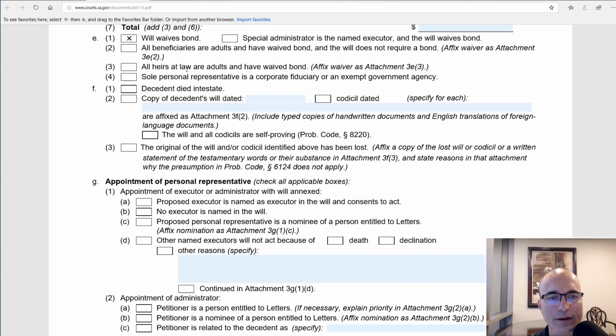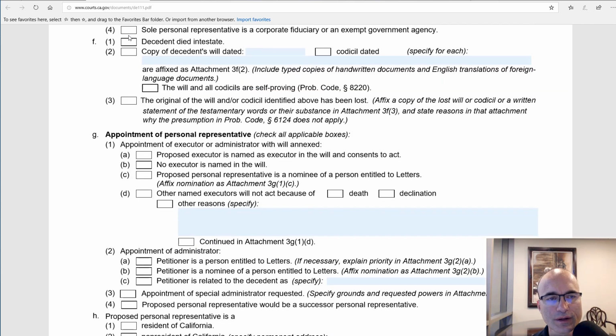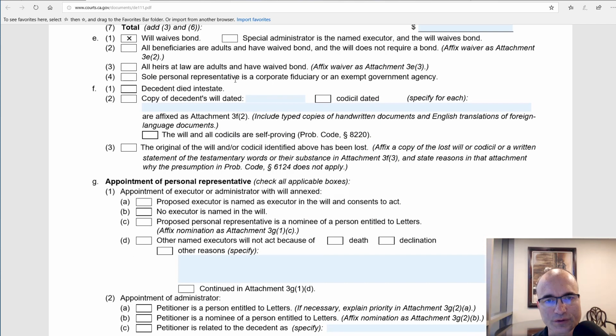Or all heirs at law are adults and have waived bond. It's the same thing. It's just that heirs are people who are receiving without a will. It's the same as two, except in cases where there's no will. And number 4 is if the sole personal representative is a corporate fiduciary or an exempt government agency. So if the county is going to be the one who acts as the executor, they don't need a bond by law. They don't have to do that.